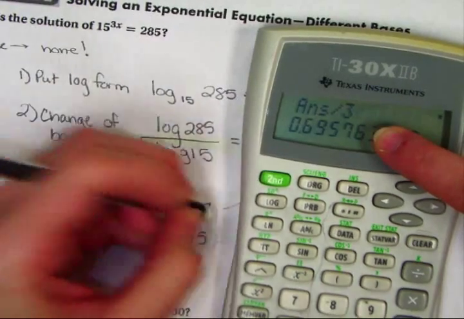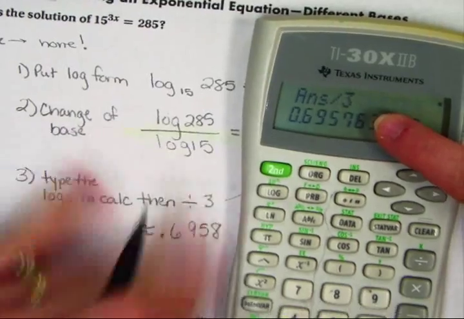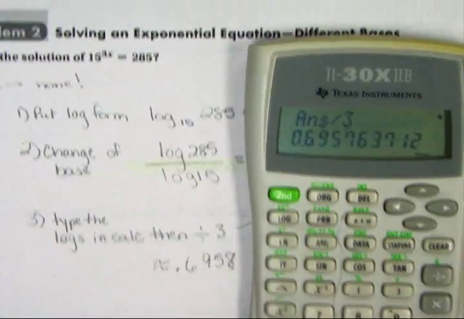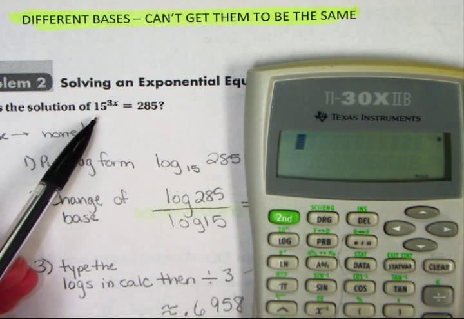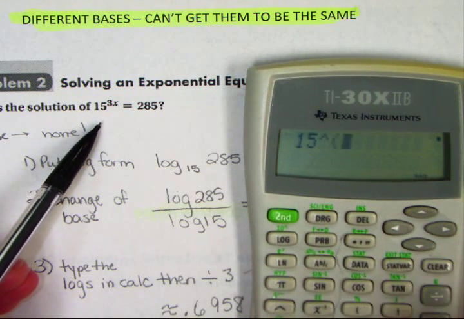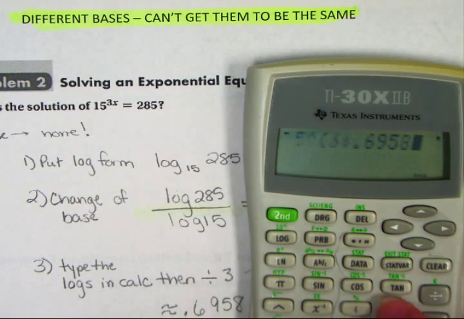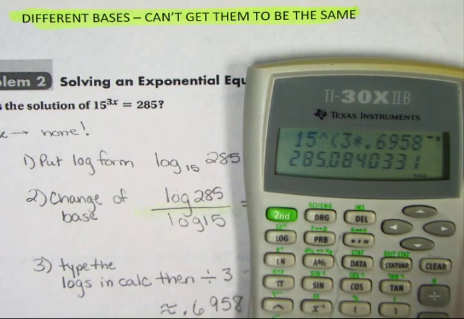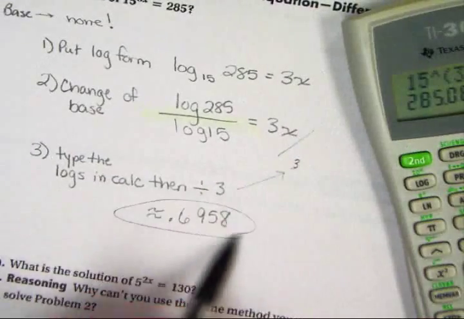0.69578. We're going to round it to 0.6958. Now remember, we rounded, so when we go to check it, it's not going to be 100% perfect. Let's check it up here with our 15. 15 to the 3 times our answer, 0.6958, and you get approximately 285, so you know that you did it right, okay?